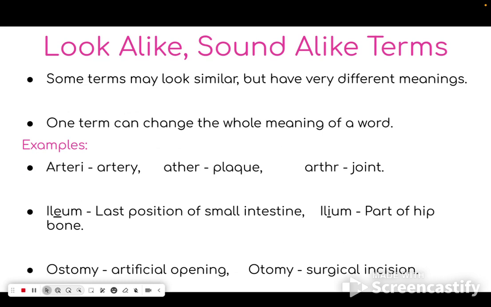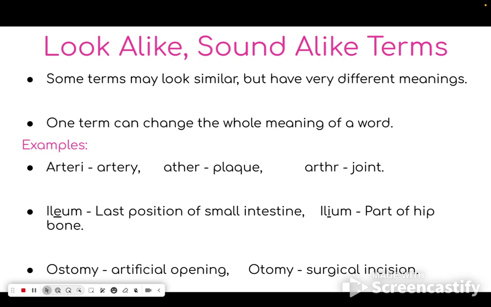Many words in the medical terminology world sound alike and look alike, which can be very confusing. So they may look similar, but they have very different meanings, which means one word can change the entire term that you're trying to say. I think the most important example of this is ileum and ilium. They're said exactly the same and they only have a one-letter difference. Ileum is the last portion of your small intestine, and ilium is part of your hip bone.